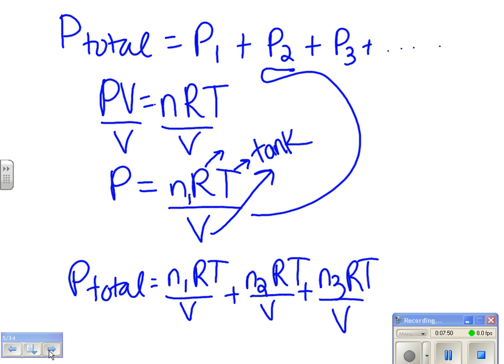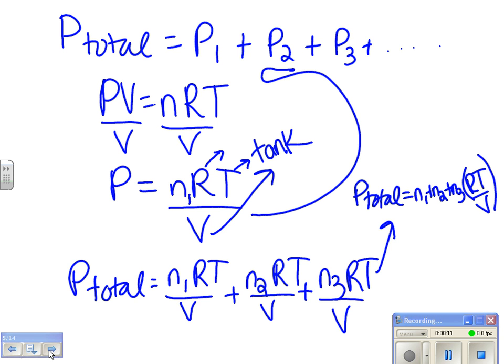Because R, T, and V are the same each place. So if we wanted to simplify it, P total could really be equal to N1 plus N2 plus N3, times RT over V. So there's really a lot you can do with this Dalton's law of partial pressures. There's lots of different ways to use it.